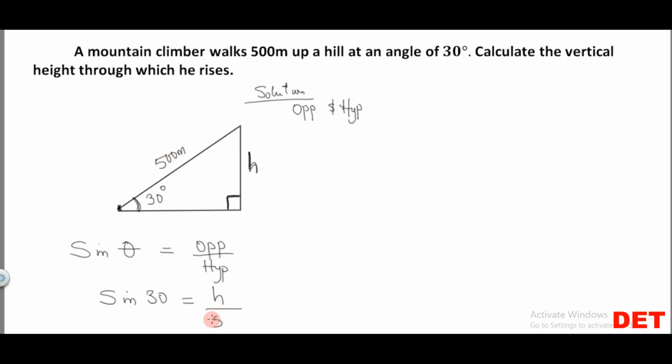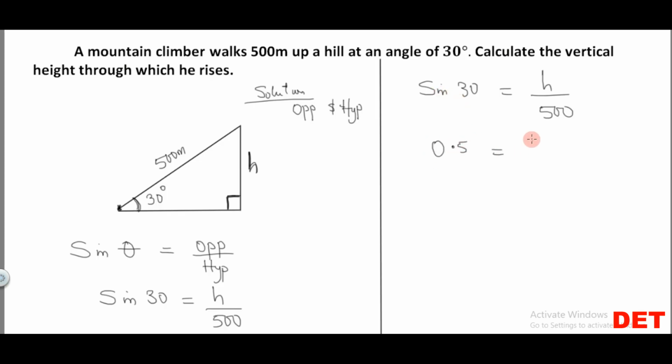The hypotenuse is 500 meters. So from this we have that sine 30 is equal to h over 500. That's what we have here. What is the value of sine 30? If you press that in your calculator, sine 30 is 0.5, equal to h over 500. So your 0.5 can also be written as 0.5 all over 1.